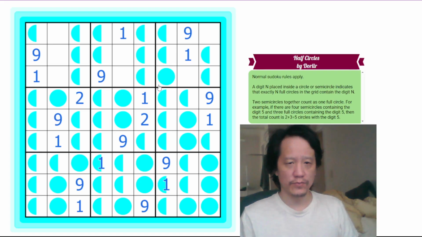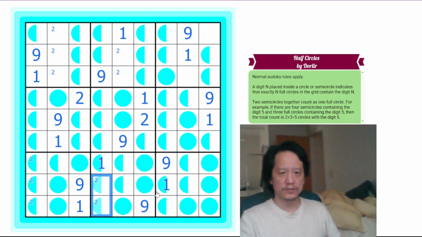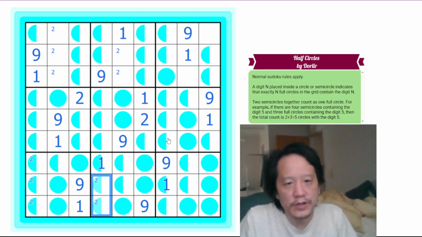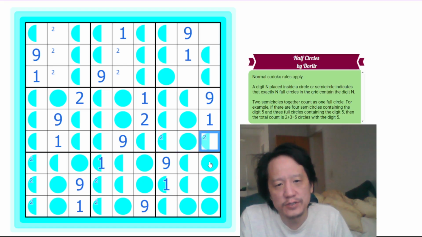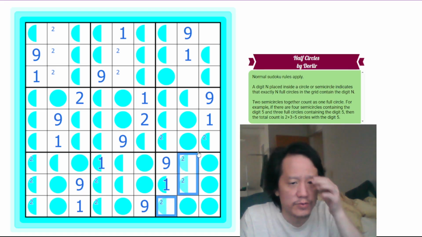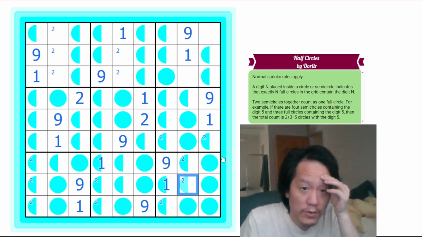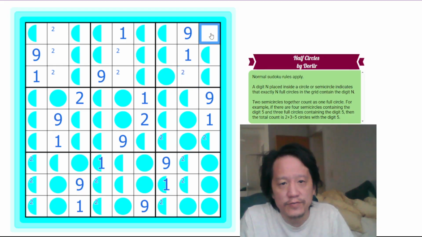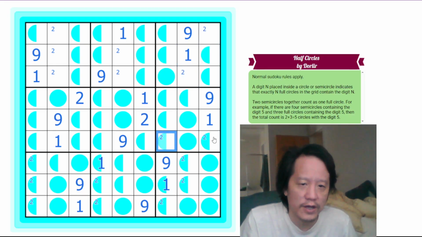2 could be either of these. 2 could be either of these. So since 2 has to be guaranteed to be one of those 2, and 2 has to be guaranteed to be one of those 3, 2 must be one of those 3 there. 2 has to be one of those 2 there. 2 is always a half circle. So in this right central box, 2 has to be one of those 2. And in this lower right-hand box, 2 must be one of those 3. 2 has to be one of these 2 to be empty because we have half circles already in all the other places.